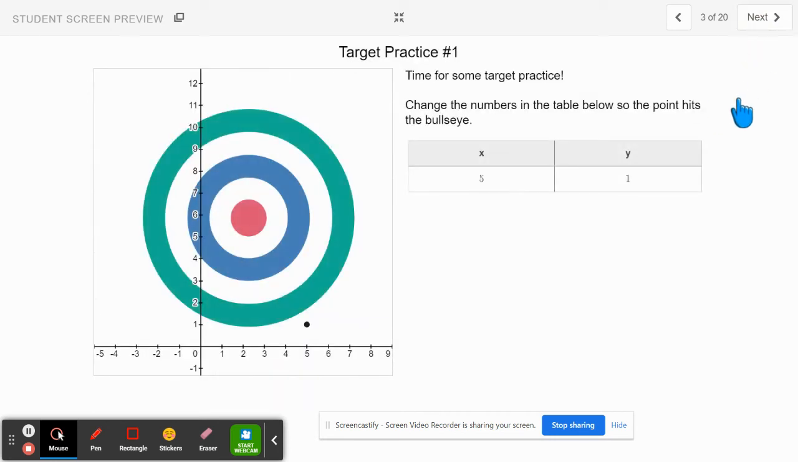All right, this one, time for some target practice. It says, change the numbers in the table below so the point hits the bullseye. Well, I see the bullseye is right here, so how would I change these numbers? Remember your coordinates, over 5, up 1. That's where this is right here. To the right, 5, up 1. To the right is positive, to the left is negative. These are words you're going to need to know.